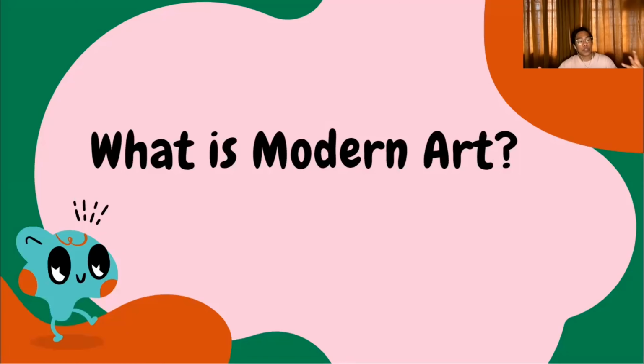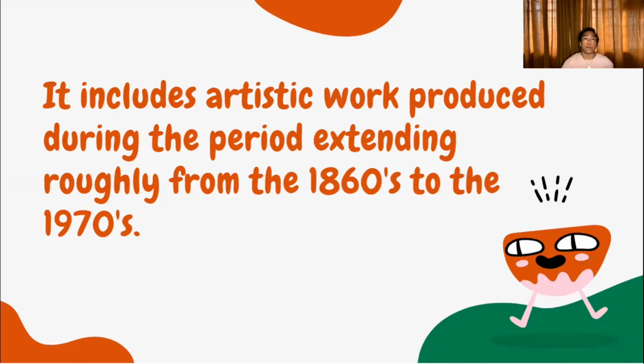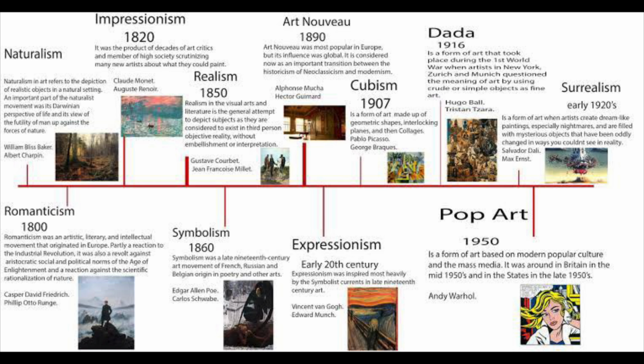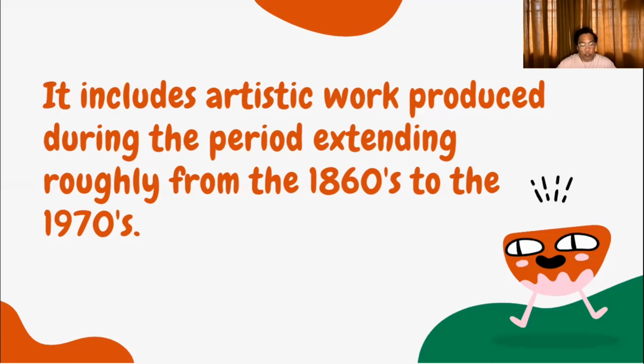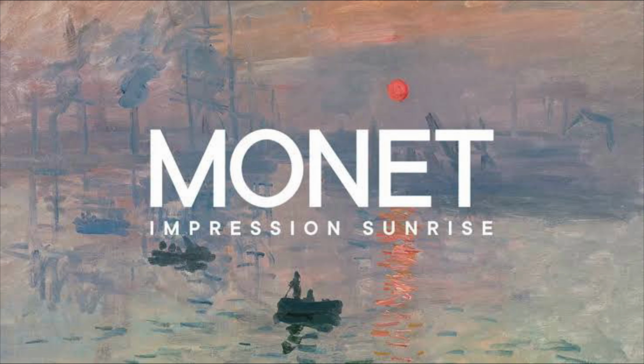So it includes artistic work produced during the period extending roughly from the 1860s to the 1970s. Now, Impressionism was an art movement that emerged in the second half of the 19th century among a group of Paris-based artists. The duration of the Impressionist movement itself was quite short. The name Impressionism was coined from the title of the work of a French painter named Claude Monet, which is entitled Impression, Sunrise.